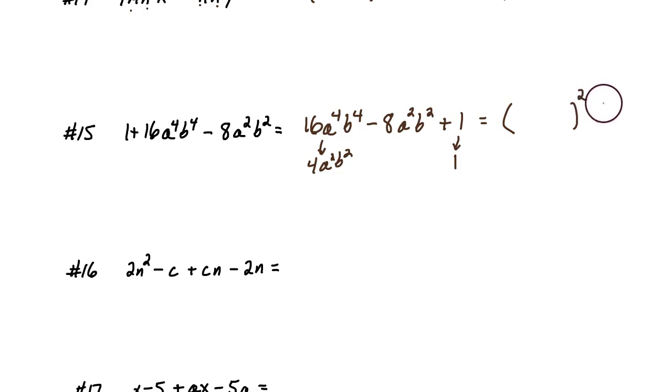One set of parentheses squaring on the outside. Fill in those square roots that we had figured out. And the middle gets a minus sign because of that minus sign.